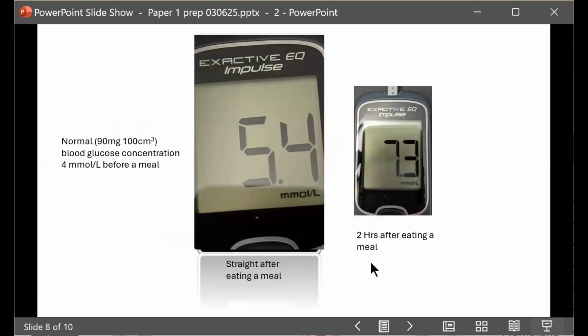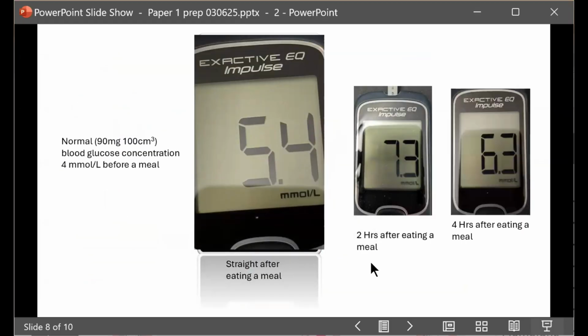So remember, 2 hours after eating the meal, it went to 7.3. 4 hours after eating a meal, my blood sugar levels have dropped down again. And that's showing you, in this case, that my beta cells have released insulin, and the insulin has caused the blood to be removed. No, it hasn't. That's a lie. It's caused the glucose to be removed from the blood.